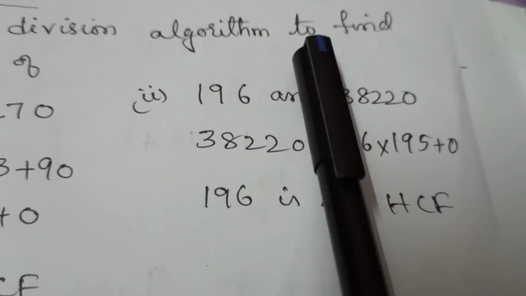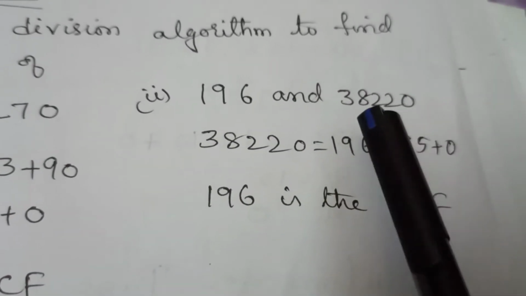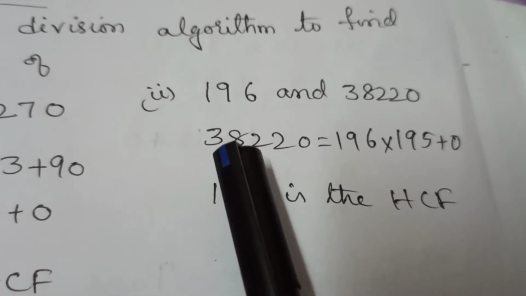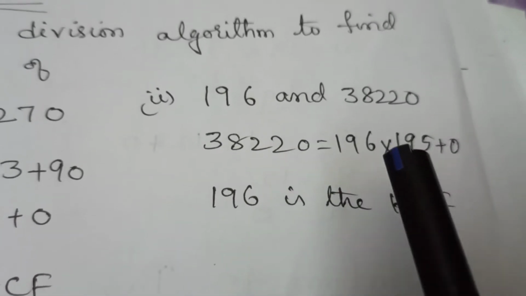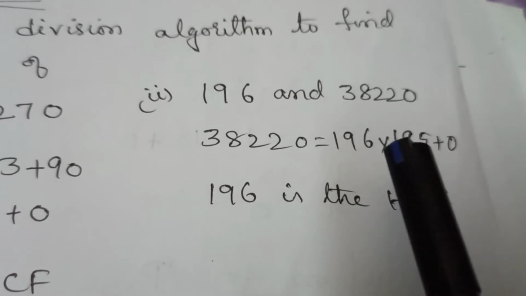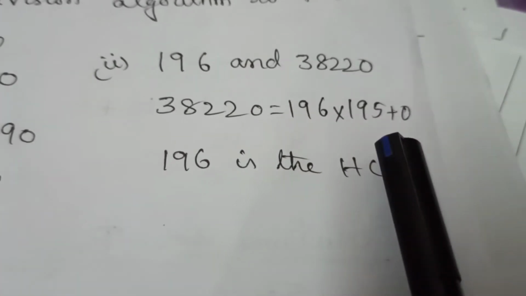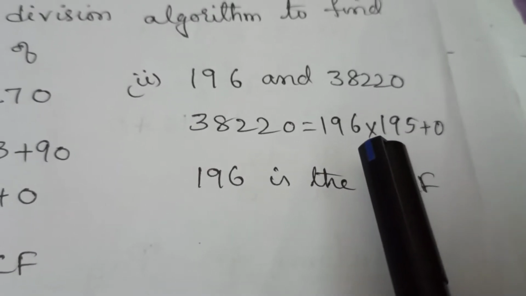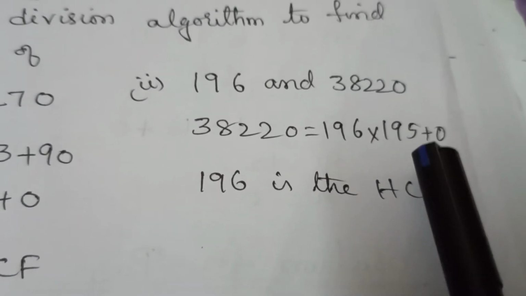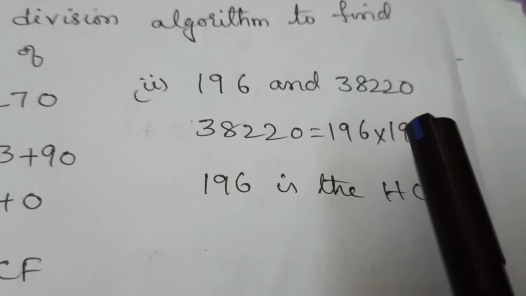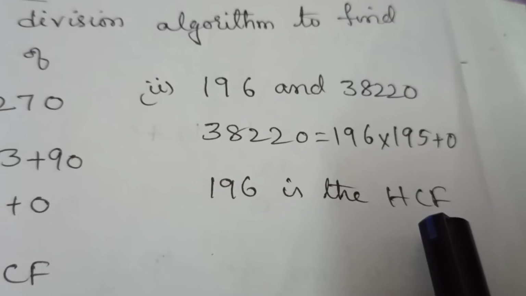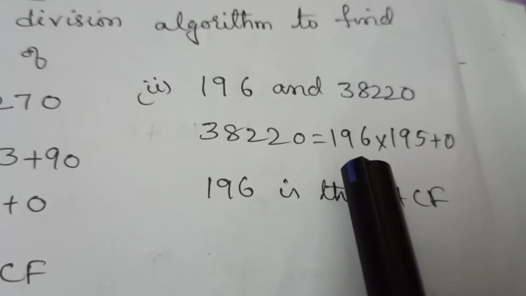Coming to the second problem, 196 and 38,220. If we divide 38,220 by 196, we get 196 into 195 plus remainder 0. That is 196 into 195. 195 here is the quotient and 0 is the remainder. So 196 is the HCF, that is the highest common factor.